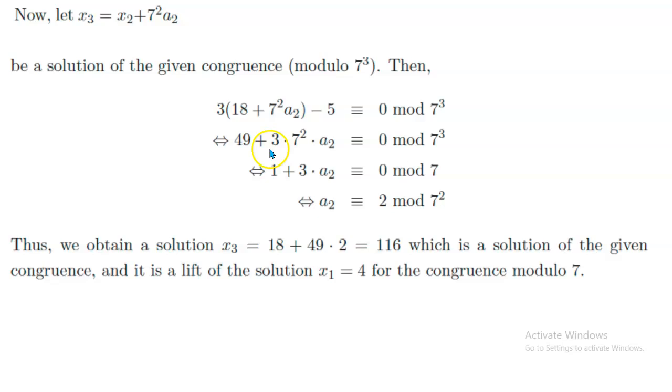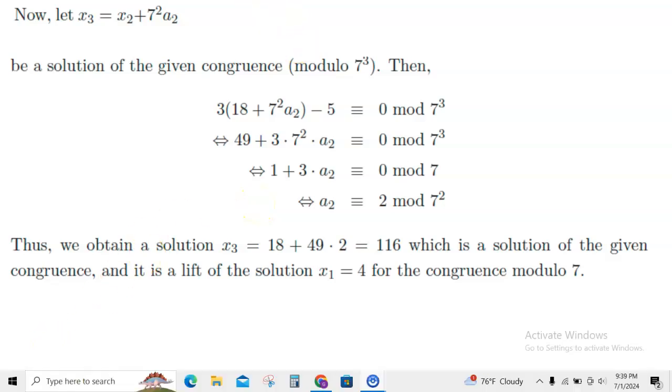Expanding, 49 plus 3 into 7 square a2 congruent to 0 mod 7 cube. Now what value of a2 would satisfy this condition mod 7 cube? Here 49 can be written as 7 square. So we take 7 square common from both to get 1 plus 3a2 congruent to 0 mod 7.